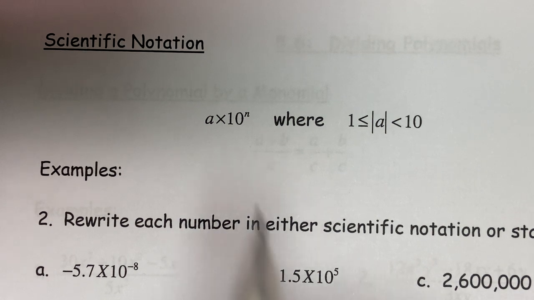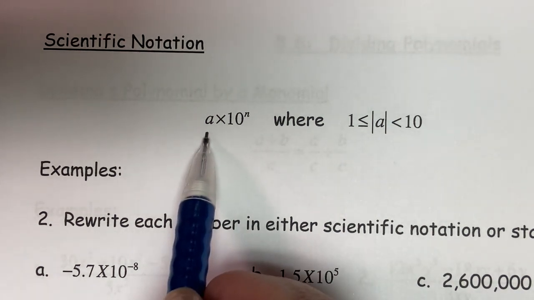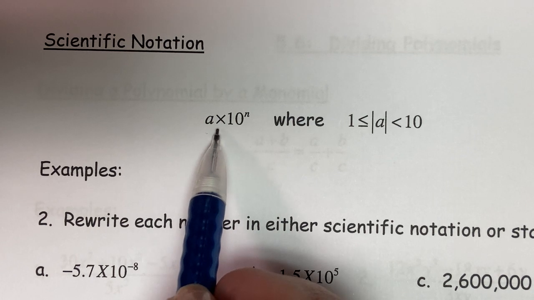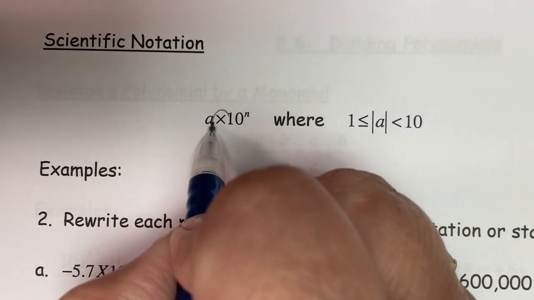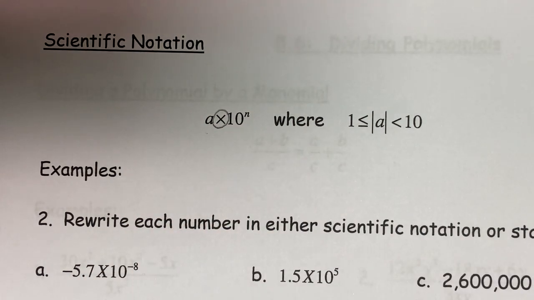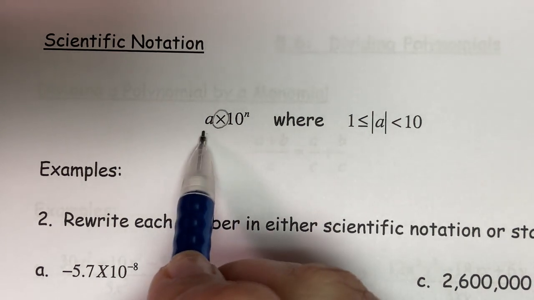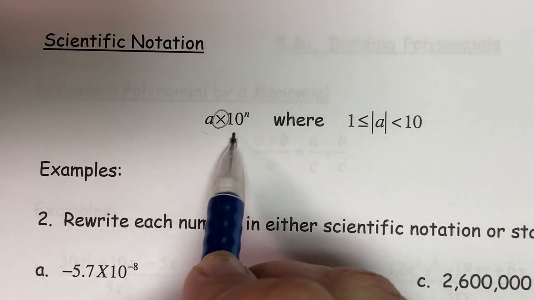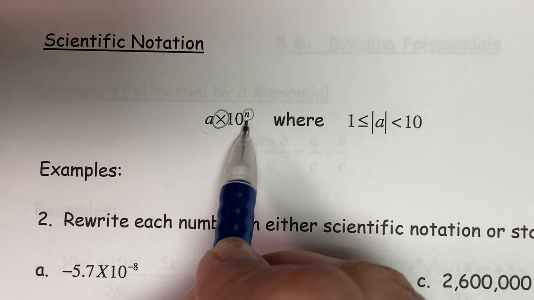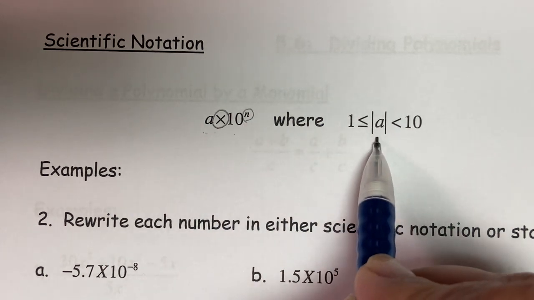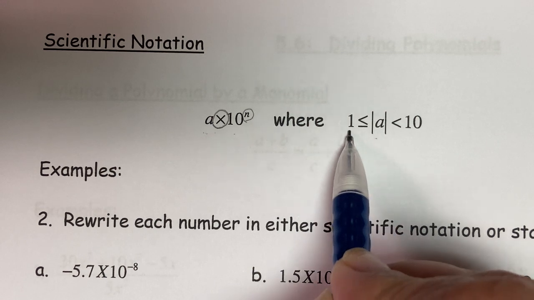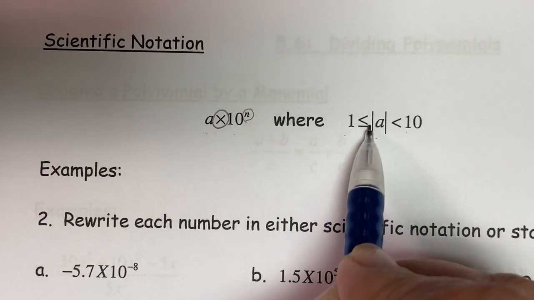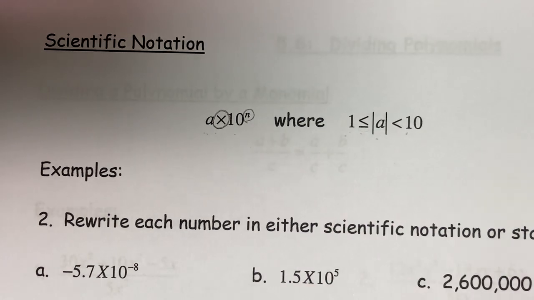So by definition, scientific notation is a number a times, and this is also the only place where we use an x for multiplication, and I think that's probably because scientific notation is more science-y than mathy. So it's a number a times 10 to a power n, where the absolute value of a has to be a number between 1 and 10. It can be 1, the equal sign. It can't be 10.